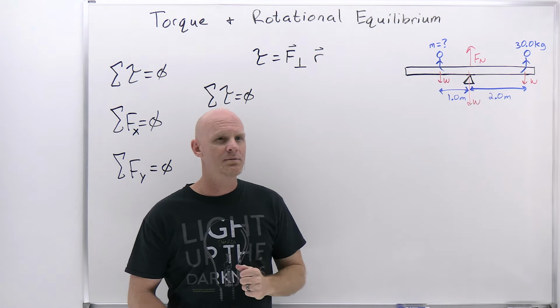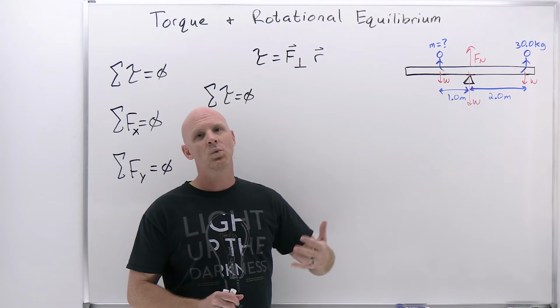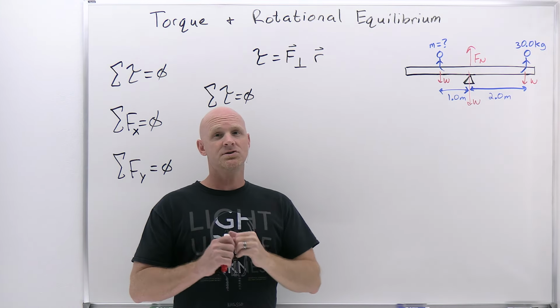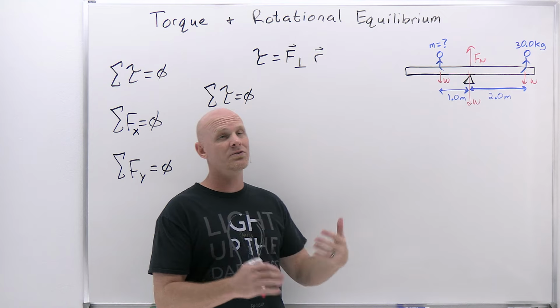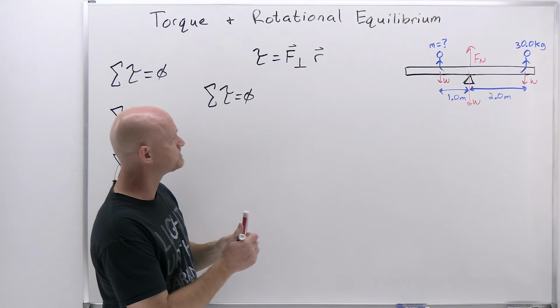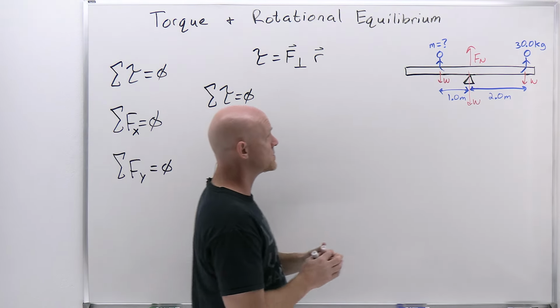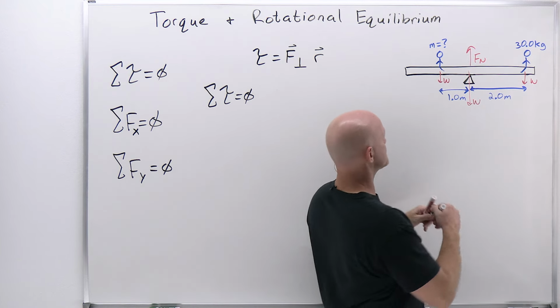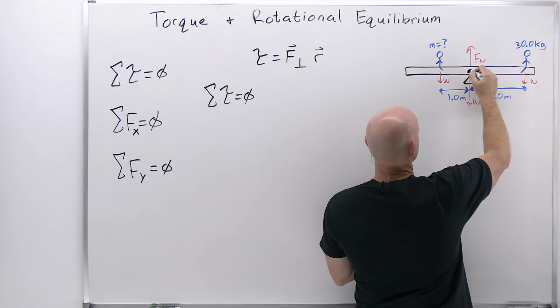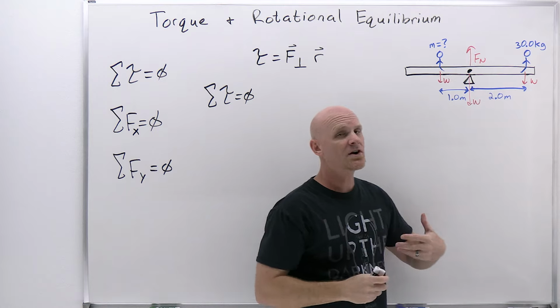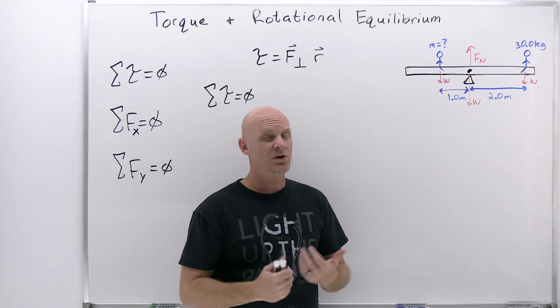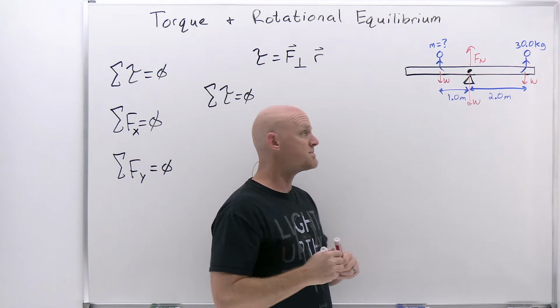And you'll find out this is pretty common as well. When you don't know a force, then where it's acting might be the place you choose to be the axis of rotation so that it falls out of the sum of the torques equation. All right, so let's start this here. One thing you should know is that we're going to choose this middle point as our axis of rotation. So anything that causes a clockwise rotation, we're going to consider negative and counterclockwise positive.